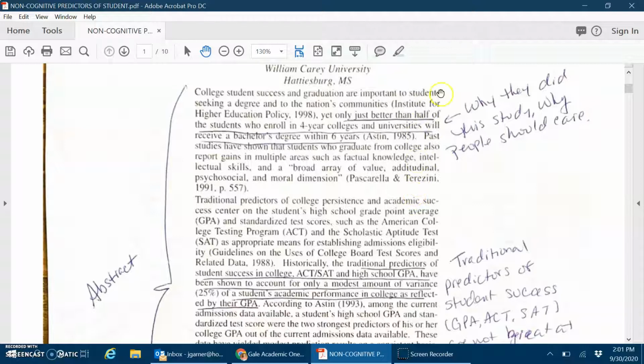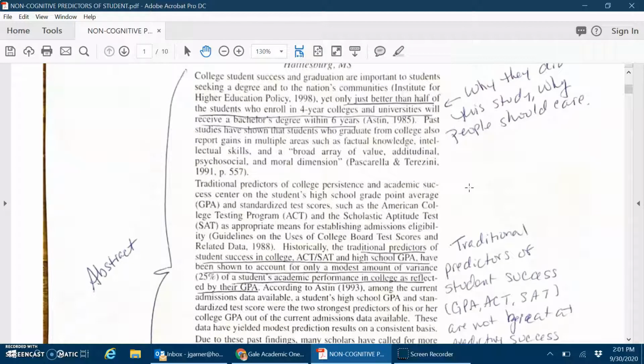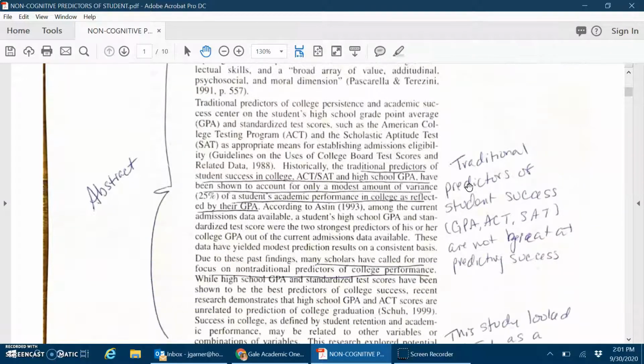So in this first paragraph, they're saying why they did this study, why people should care. And that's because what they found is that just better than half of the students who enroll in 4-year colleges and universities will receive a bachelor's degree within 6 years. Okay, so that means almost half of the people who enroll are not ever getting a degree. So that's a problem that people should care about. So that's why they're saying people should be interested in this.